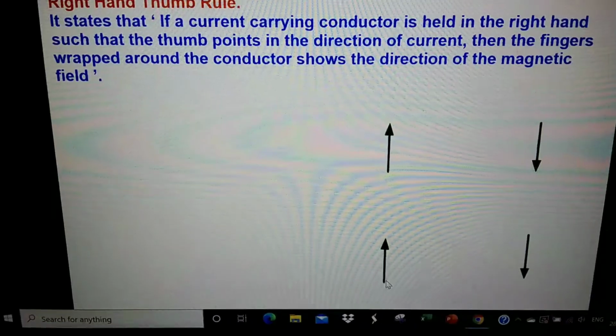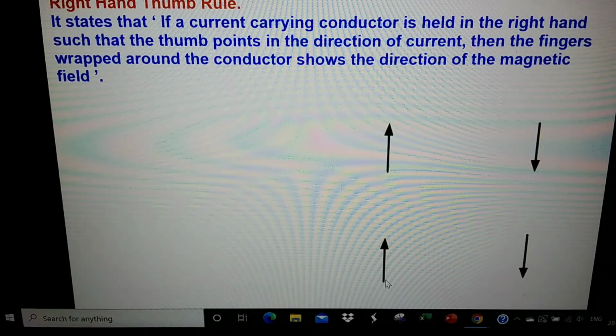Here, all the four arrows will be the thumb points. Assume that and wrap your fingers accordingly and draw the field lines around these current carrying conductors.